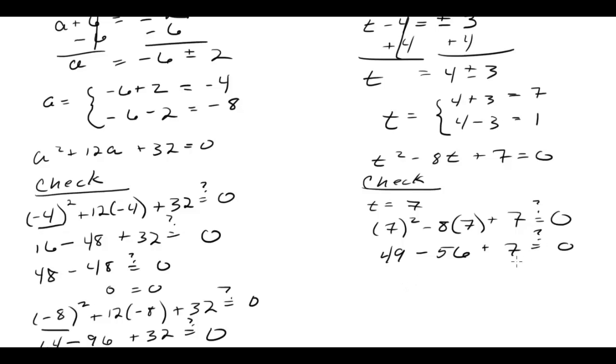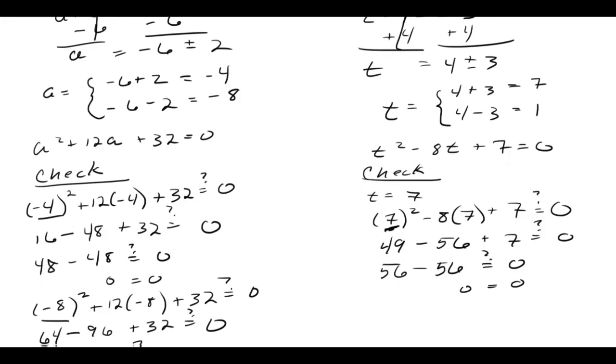Again, we add the two positive numbers. 7 and 9 is 16, carry the 1. 4 and 1 is 5. Does 56 minus 56 equal 0? Yes, of course. 0 equals 0. So 7 is in fact a solution because it satisfies the equation.